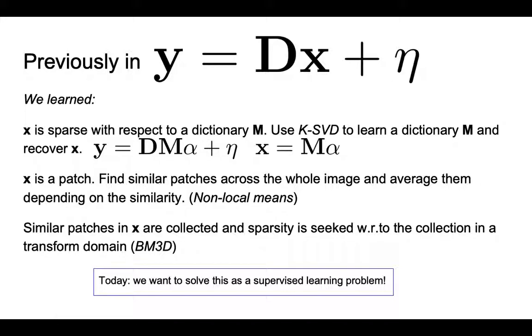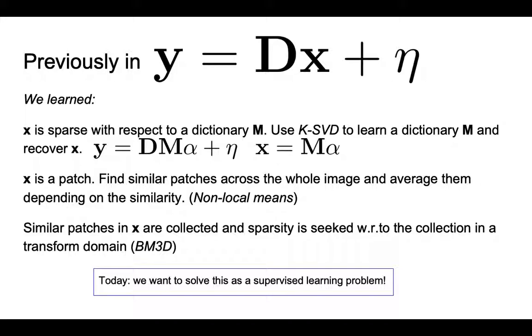And we also saw some other means where we induced some priors that X is a patch. And then we saw that we can find similar patches and create some kind of a discrepancy measure and then filter them. So the closer the patches, the more relevant they are to you, and things like that. And then we saw that we can collect all the similar patches and then apply some kind of a transform on it, and then force it to obey some sparsity. That's what BM3D was. Today we're going to see a different approach to solve this.